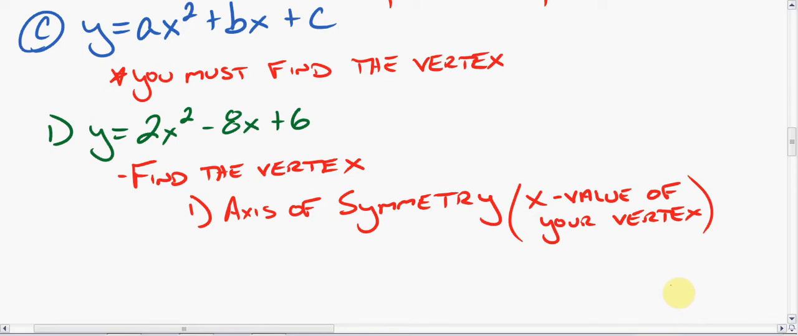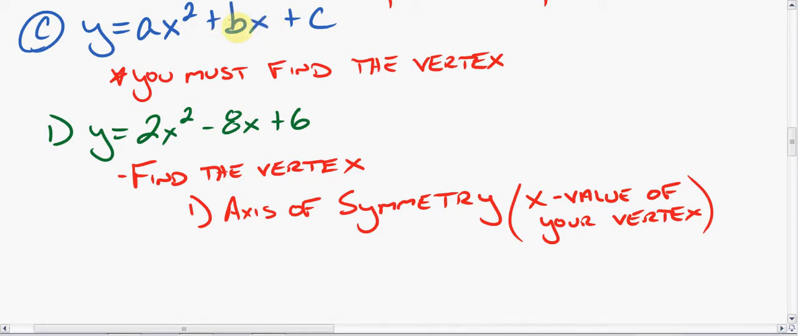This is section 4.1, part 4. And we are going to look at the form of the quadratic equation y equals ax squared plus bx plus c. So you can see we've added another term, our third term, and it's bx. In the previous example, we saw y equals ax squared plus c, and there was no middle term. Now we have a middle term.